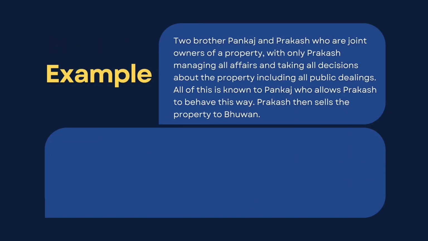So, for instance, take two brothers, Pankaj and Prakash, who are joint owners of the property, with only Prakash managing all affairs and taking all decisions about the property, including public dealings. All of this is known to Pankaj, who allows Prakash to behave this way. Now, Prakash sells that property to Bhuvan.